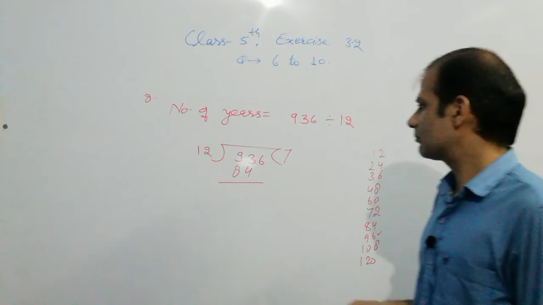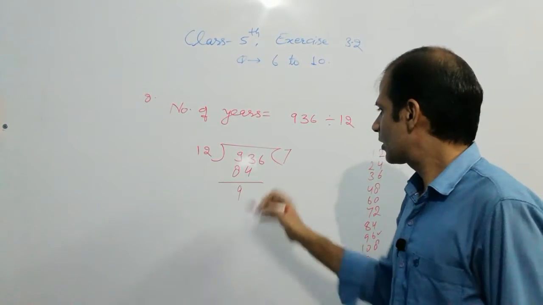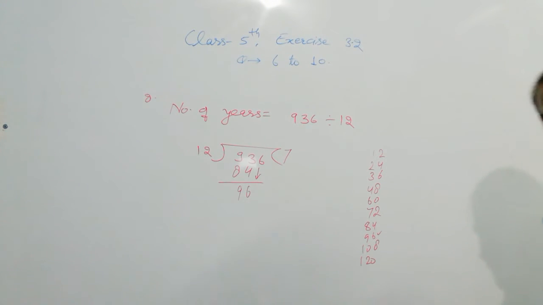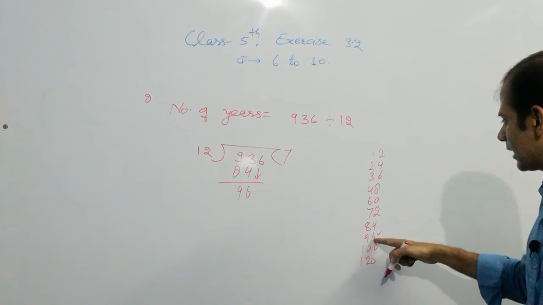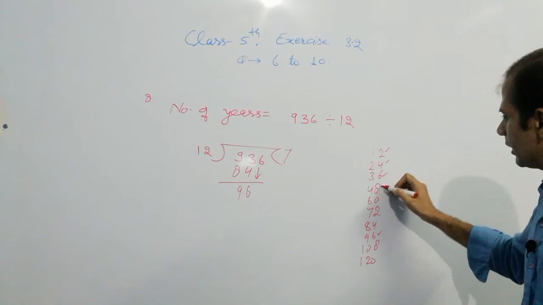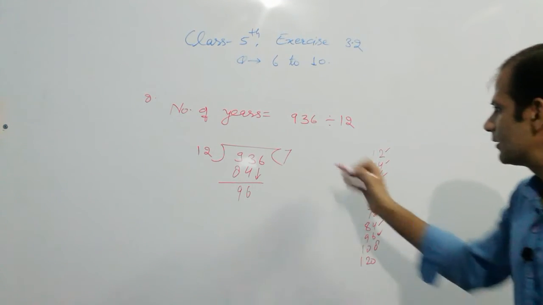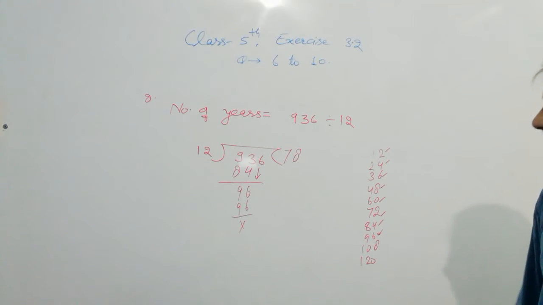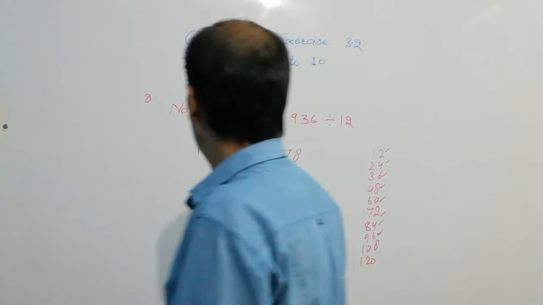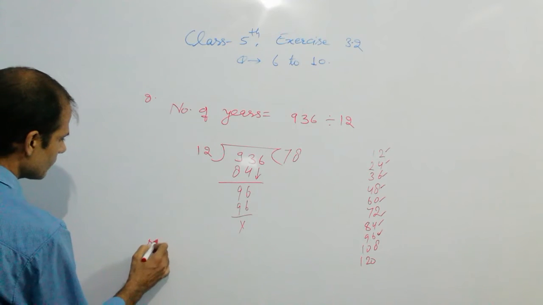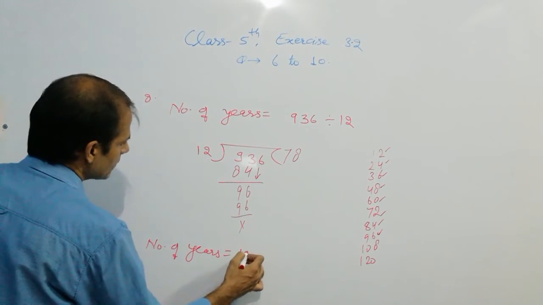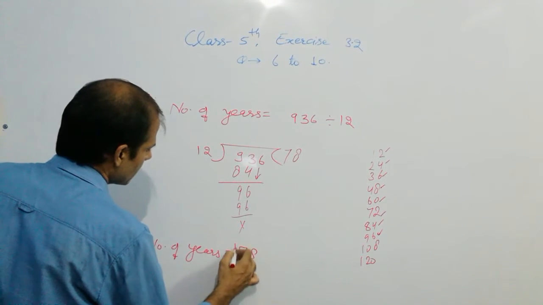Okay, after subtraction it is 9 and we copy 6, it is 96. Check if 96 is there. Yes, it is there. How many times? 1 2 3 4 5 6 7 8. So we write 12 eights are 96 and the remainder is 0. Now the number of years is 78.